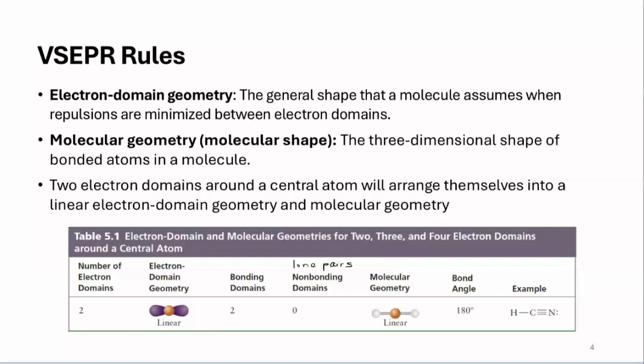When it comes to its molecular geometry, it is going to be linear. And the angle that separates the central atom from the atom next door is going to be 180 degrees.